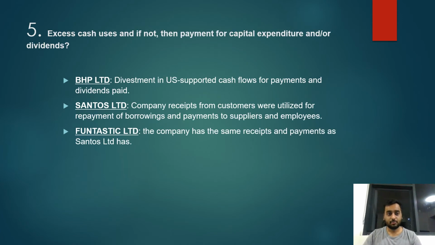As we go to the next point, number 5, excess cash use, and if not, then payment for capital expenditure and or dividends. For BHP Limited, divestment in the US supported cash flows for payments and dividends paid. For Santos Limited, the company's receipts from customers were utilized for the repayments of borrowings and payments to suppliers and employees. And Fantastic Limited has the same receipts and payments as Santos Limited. So as you can see, this is the three companies comparison.